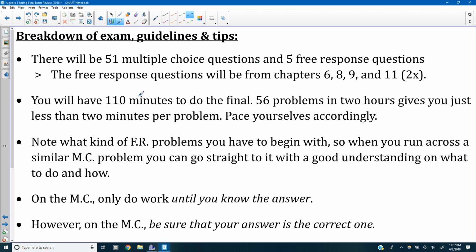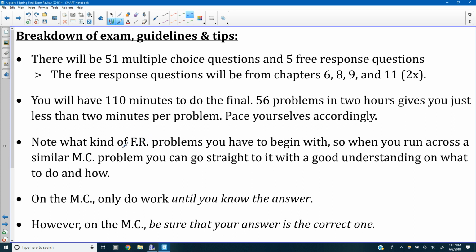Now it's an hour, 50-minute final. It's 110 minutes. You have 56 problems, 51 multiple choice, 5 free response. If you double 56, you get 112. That is more than 110. That means you have less than 2 minutes per problem. Now, that doesn't mean you can't spend 3 minutes on a problem. It just means make sure that you are efficient enough to do some of the problems in pretty good time so that you have time for those other ones. Pace yourselves accordingly. You're going to be given the multiple choice and the free response questions at the same time.